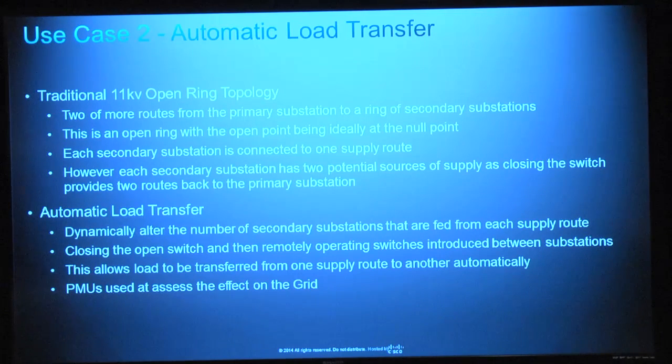PMUs were put in place just to measure the impact on the grid. They weren't used for anything other than research purposes, just to take measurements effectively, again, to understand the changes in the network and what occurred so that that data could be collated and then disseminated after the fact. So they did use PMUs for that purpose, but it wasn't part of the intervention technique.